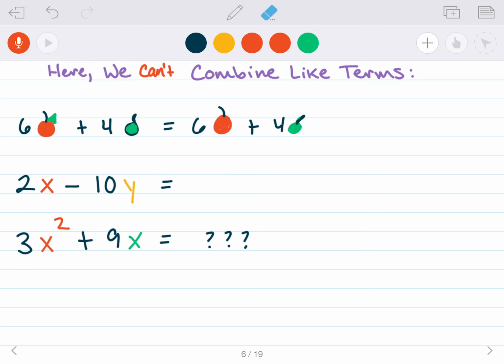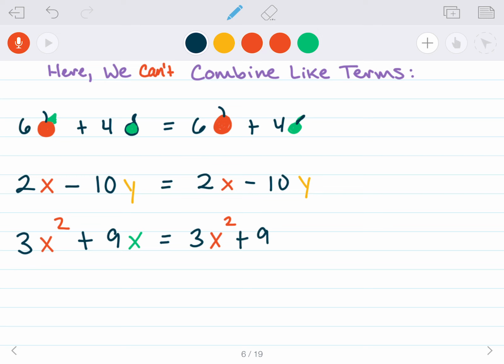Same thing here. What's 2 X's in your hand, take away 10 Y's? Well, what does that mean? I don't know what that means. That's just 2x minus 10y. We can't combine anything. We can't simplify this. What about 3x squared plus 9x? Well, how many x squareds is that? It's still 3x squared. How many x's is that? It's still 9x, right? So the point is that we cannot combine this either because we don't have like terms. Remember, for like terms, we need the same variable and the same exponents on the variable.